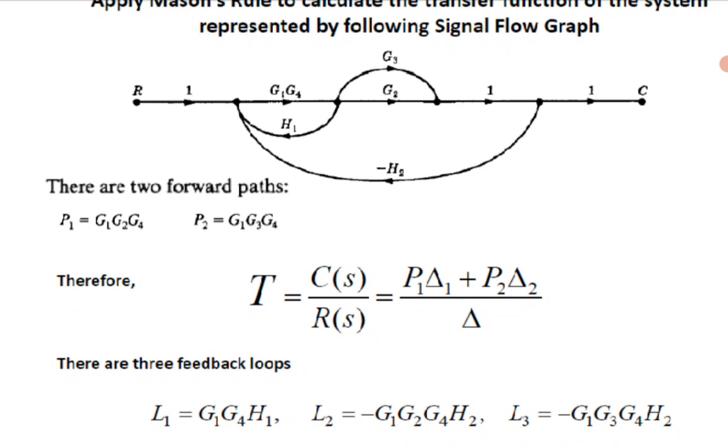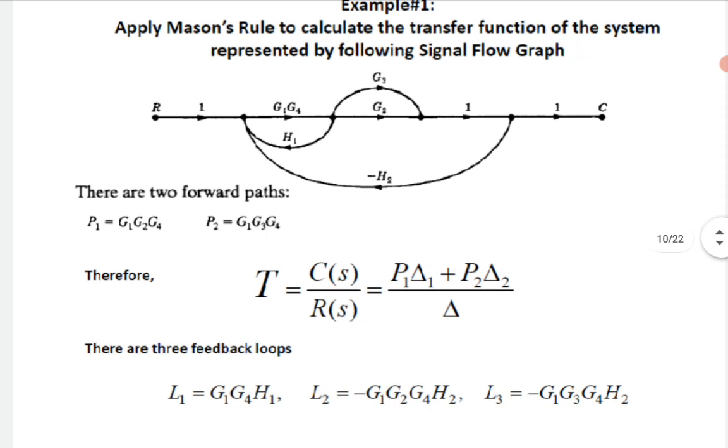Now if I speak about non-touching loop pairs, if I take L1 and L2, common nodes are available, so L1 and L2 should not be taken as non-touching loops. L2 and L3 should not be taken as non-touching loops. L1 and L3 should not be taken as non-touching loops. So obviously there will be no non-touching loops or non-touching loop pairs.